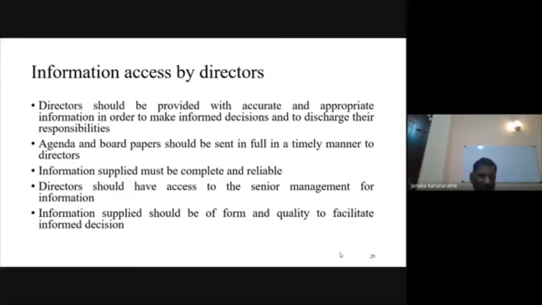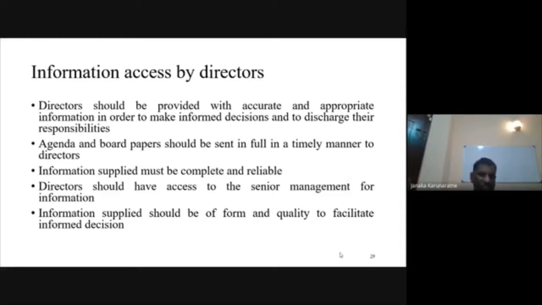So that's why it's very important that the relevant board papers should be sent in full in a timely manner to the directors. Information supplied must be complete and reliable. So whatever the information supplied must be complete and also reliable, accurate.